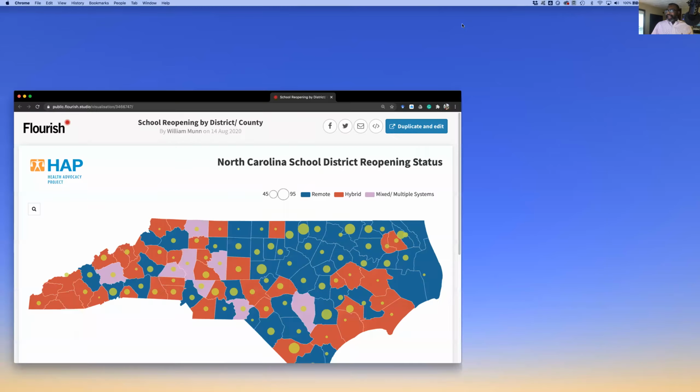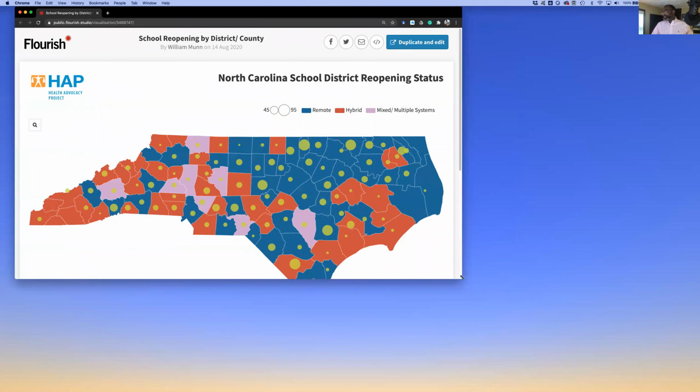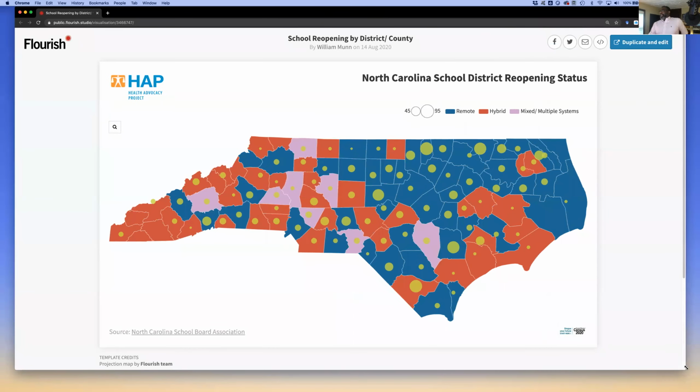Yeah, I am a health policy analyst at the think tank that I work. And so I did a visualization that I'm going to share with you all. So just to sort of get a feel for who's opening remote and who's not. Are you all able to see this? Yes.